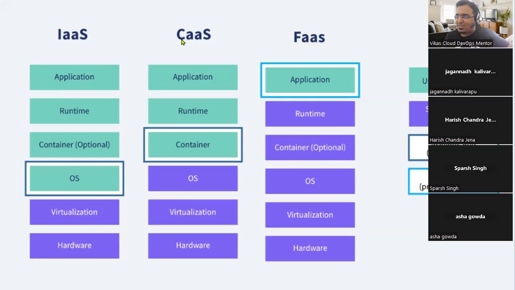What is this? Can anyone give me the answer? What is this? CAAS? Container as a service. Others, give me the answer, everyone. Guys, out of 40 students, only one person has given the answer. Correct? Out of 40, only one person has given the answer. It means she is eligible for more than a 20 lakh package. Do you agree? Yes or no? Yes, I agree.